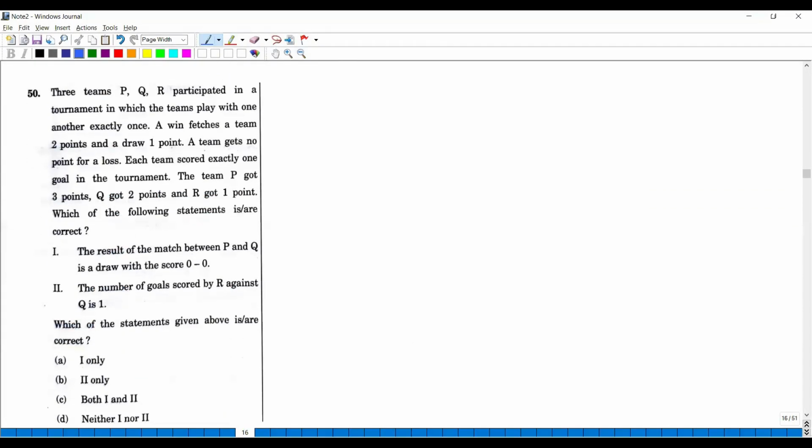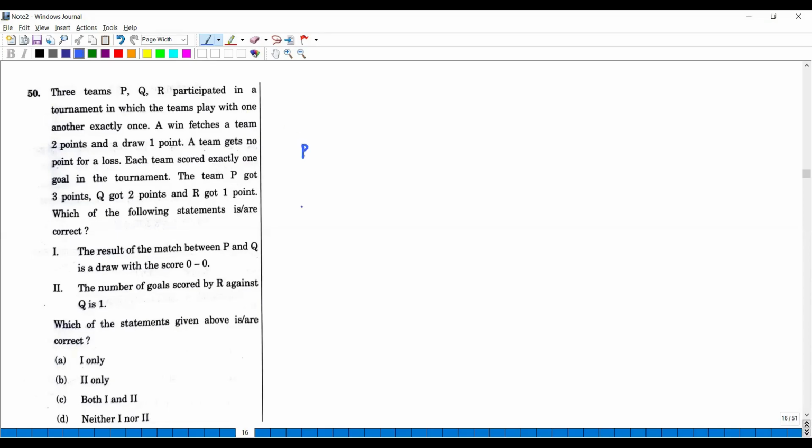Question number 50. 3 teams P, Q, R participated in the tournament in which each team plays with each other exactly once. A win fetches a team 2 points, a draw 1 point. A team gets no point for a loss. Each team scored exactly 1 goal in the tournament. The team P got 3 points, Q got 2 points, R got 1 point. Which of the following statements are correct?